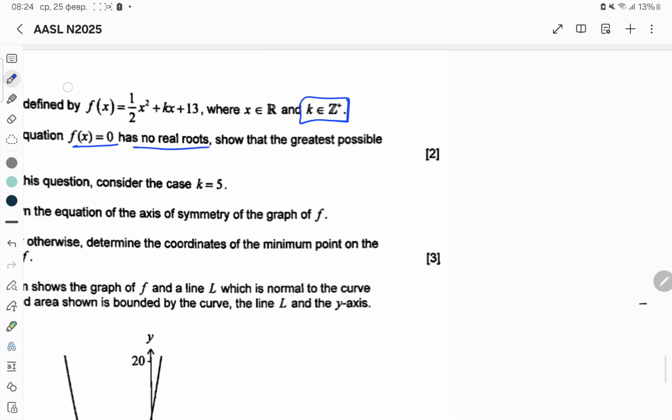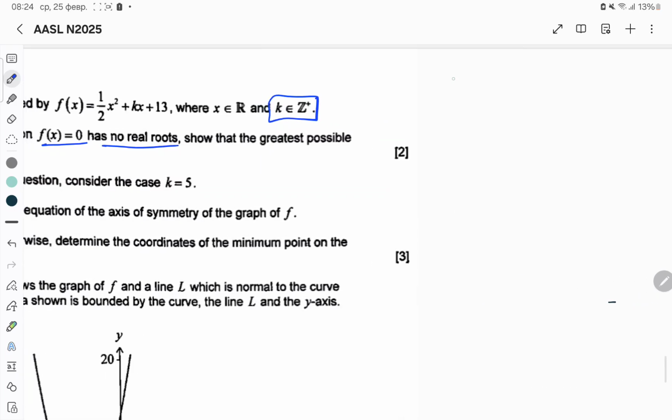So f of x is equal to 0. Let's use this fact that f of x is equal to 0, and now it means that we have to equate our equation to 0, and no real roots. It means that the discriminant is less than 0. So let's find the discriminant.